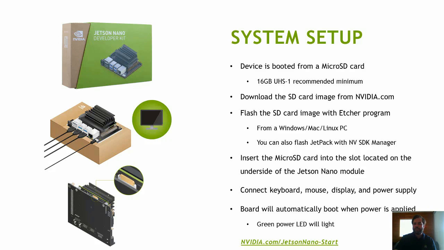But if you're using the dev kit, it's generally easier just to use the primary method of flashing the bundled SD card image with Etcher, because you can use that from any PC running Windows, Mac, or Linux that has an SD card slot for doing that. When you're all flashed and have inserted the micro SD card, connect a keyboard, mouse, display, and power supply to your dev kit, and the board will automatically turn on and start booting up when you plug it in. You should see a green LED light on the carrier board when it turns on.